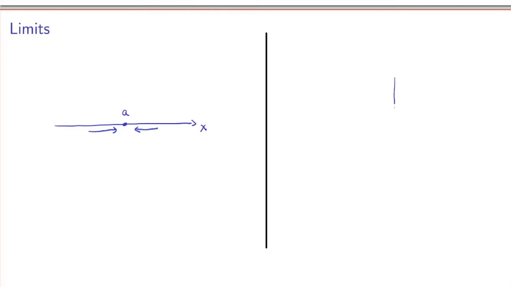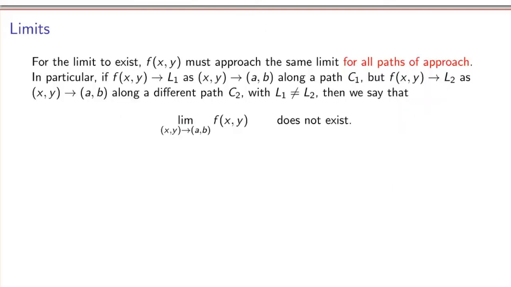But now in two dimensions, this is more complicated because now we're working in the plane xy and we're approaching a point (a, b). But there are now many different ways that we can approach the point (a, b). We could approach along a path like this. We could approach along a line here or any different path that goes through this point. So we have to make sure that the limit is the same regardless of the path that we take to approach the point (a, b).